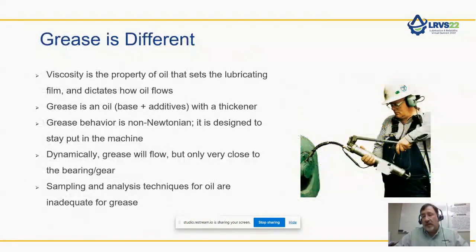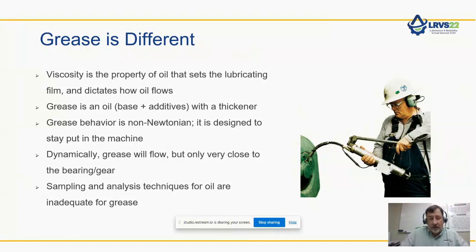But the first thing we have to do is realize that when we're analyzing grease, it's different. It's not the same as oil analysis, and that's because grease is not oil. It behaves differently. We usually think about properties of oil. First thing we talk about is viscosity. Viscosity is the property of oil that sets that lubricating film. It dictates how oil flows, and it is the primary parameter that prevents wear. The main reason we're using lubricants in the first place: prevent wear.